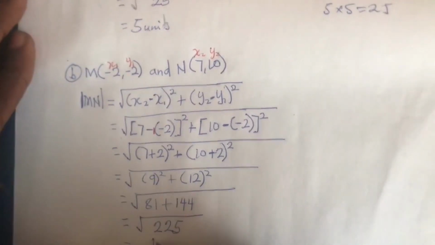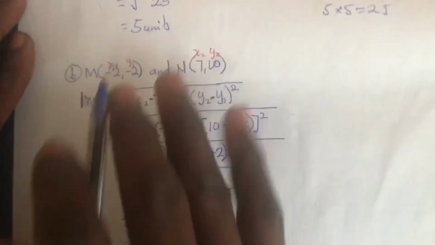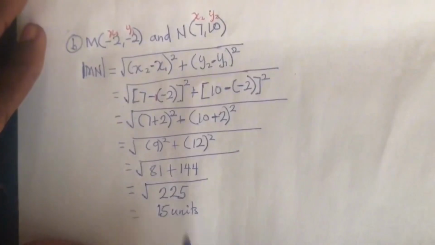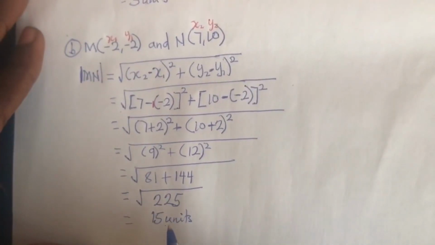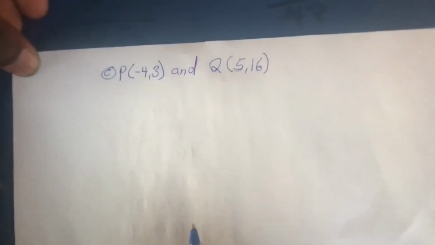You'll be getting 15 units. That is to say, when you multiply 15 by 15, you'll be getting 225. So for this question, this is the answer. I hope you got it. Excellent. Let's take the next question.